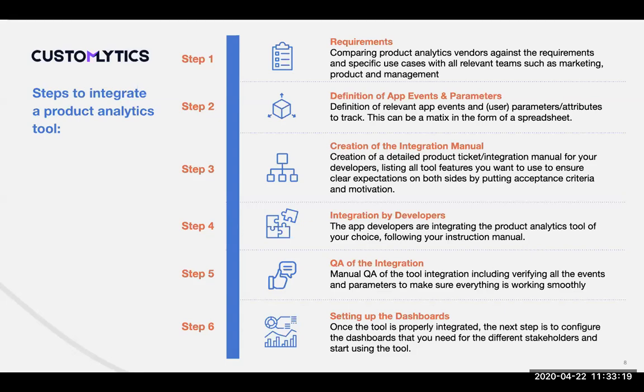Parameters that describe a user further, those are all things you have to think about at this point. Typically you put it in some kind of matrix or spreadsheet. And again, this is typically an effort between the marketing and product teams doing this together, given that both will use the tool in the end.